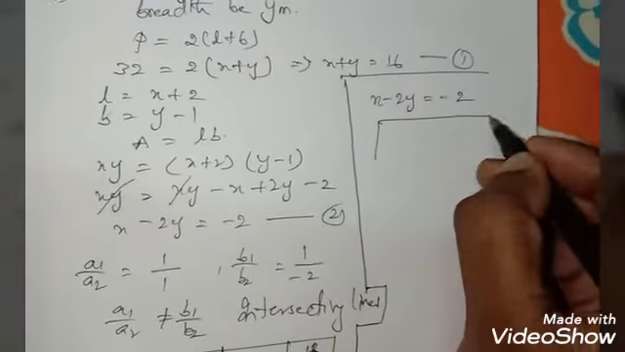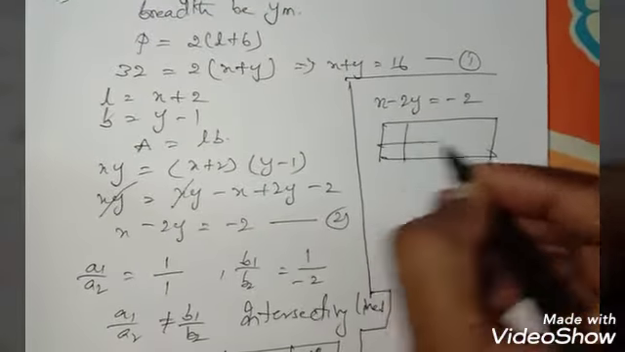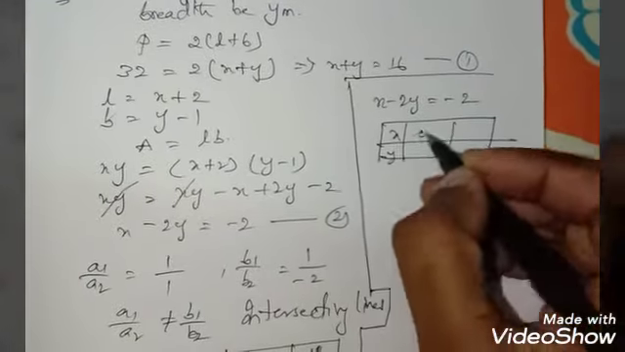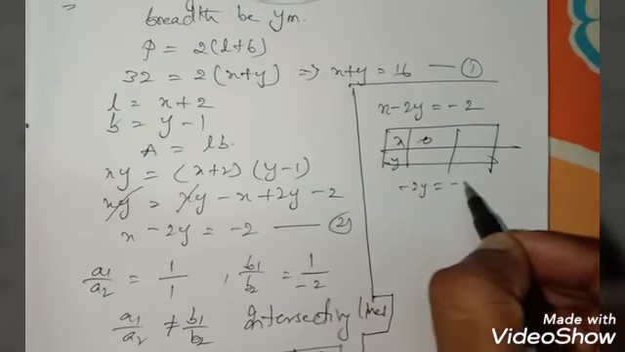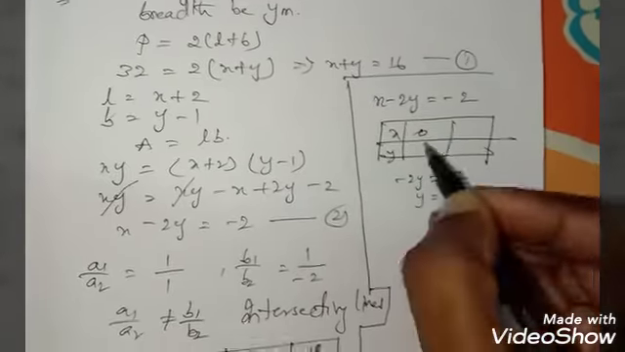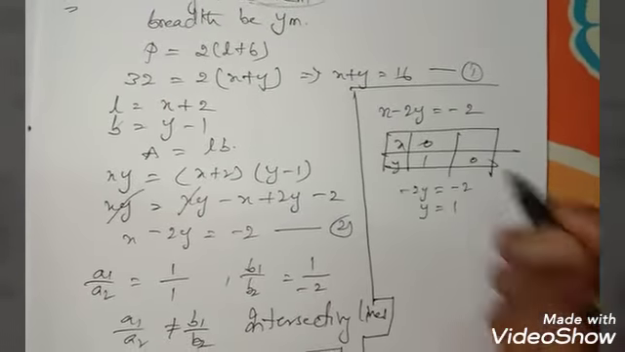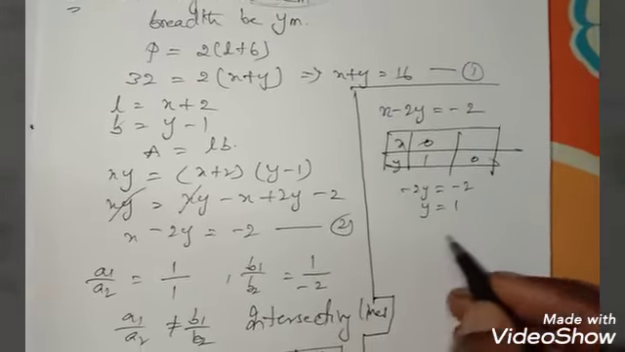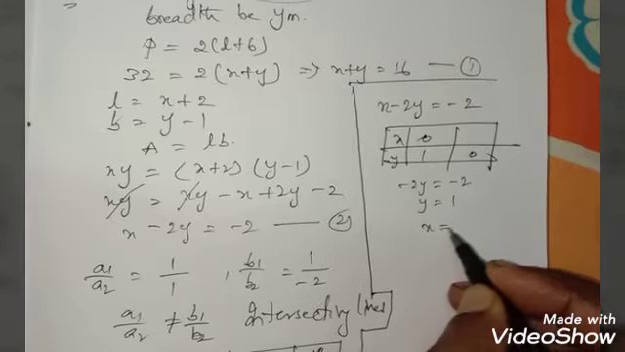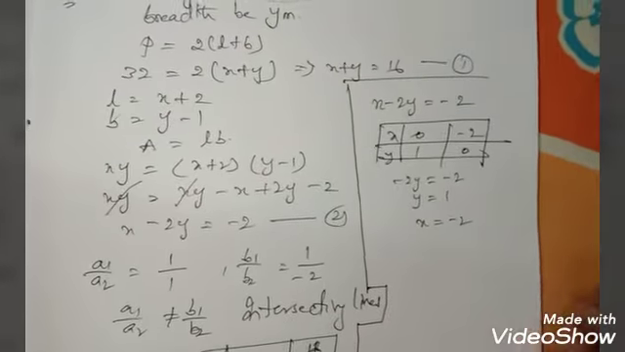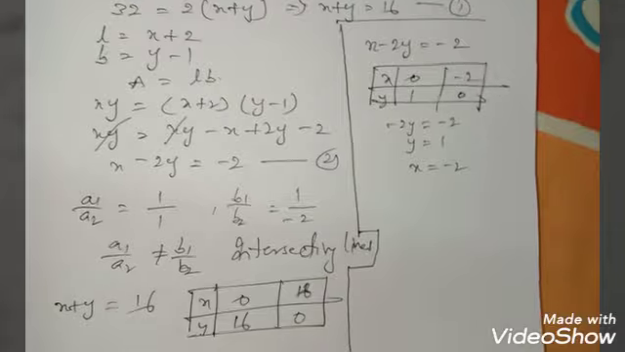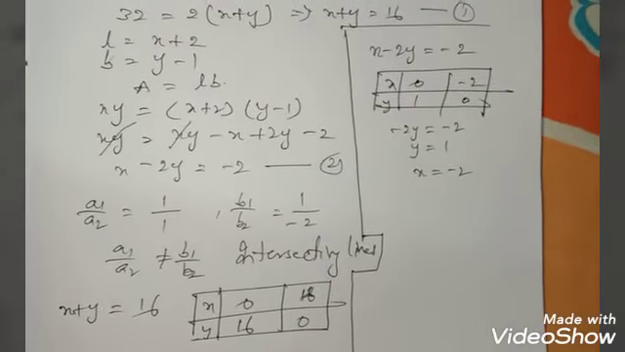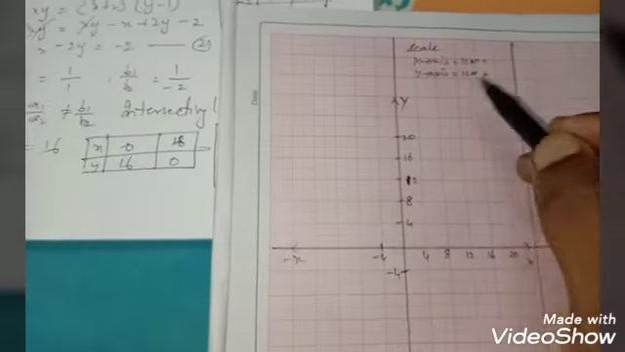Now substitute x is equal to 0. If I substitute x is equal to 0, you will get minus 2y equal to minus 2. So y is equal to 1. Now substitute y is equal to 0 in this. If I substitute y is equal to 0, you will get x is equal to minus 2, right? So after finding these two values, then you have to go for your graph. Okay, so next we have to go for the graph.